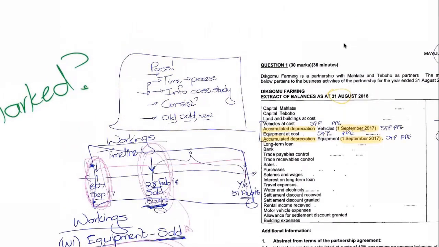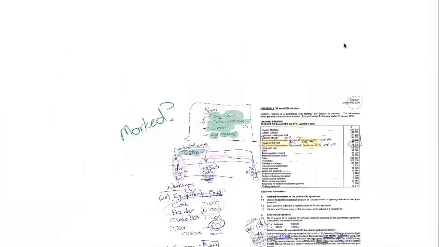So the process, as I said up front, process, very important. The way that you're going to manage your time is by getting used to this and practicing it. The info in the case study, know what it means and know how to deal with it and label it. Make sure that you deal with stuff consistently, and always separate and look for sold, old, new, and always draw a timeline.